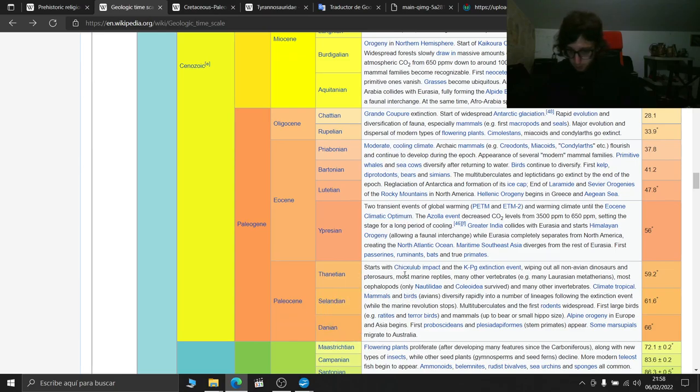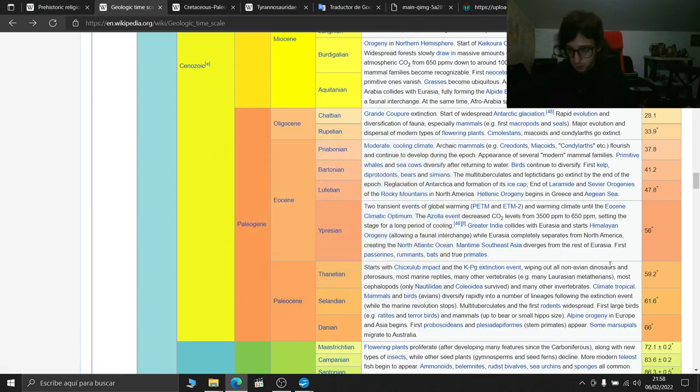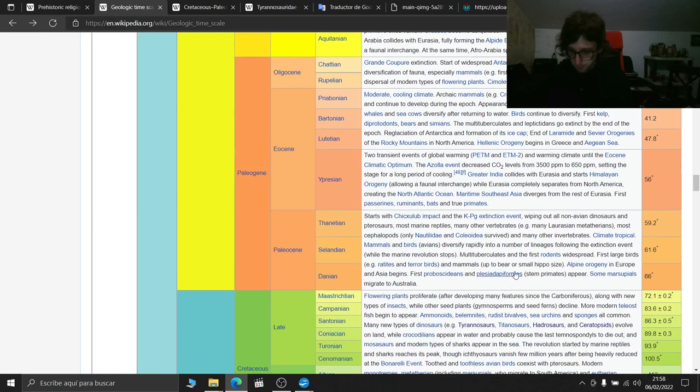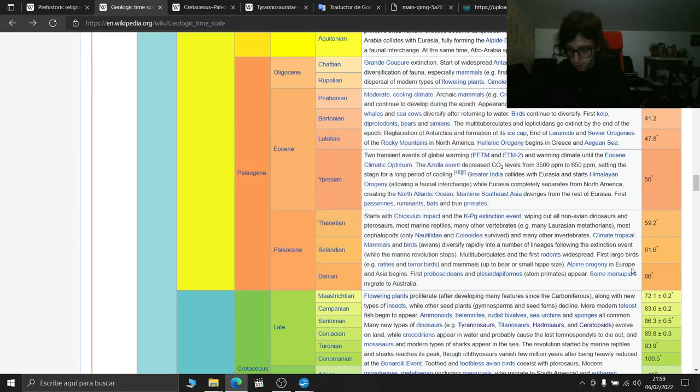So the Paleocene starts with the impact, well, this is the extinction. We lose non-avian dinosaurs and pterosaurs, most marine reptiles and other vertebrates, most cephalopods. Well, climate tropical, mammals and birds diversify rapidly into a number of lineages following the extinction event. First large birds and mammals. Terror bird, oh yes, the terror birds. And mammals, Alpine orogeny in Europe and Asia begins, first proboscideans and plesiadapiformes. Some marsupials migrate to Australia.